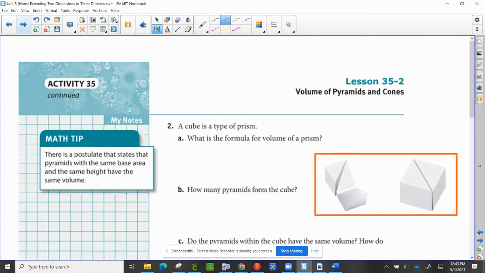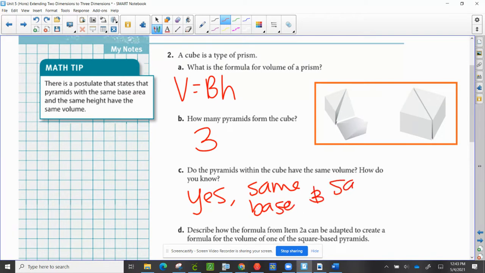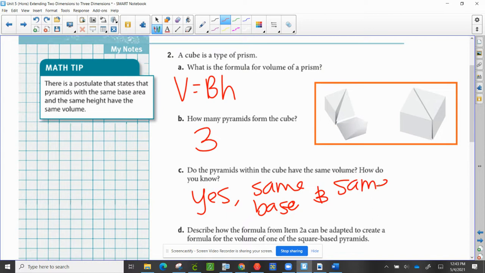Now we already know the volume of any prism, rectangular prism, square prism, okay, is big B times H. The area of our base times our height. Okay, so if we think of this, how many pyramids formed this cube? Well, we know that there's three pieces, right? And what we know about each pyramid is that they do have the same volume. Remember, they said they all had the same base and the same height. So when we talk about the volume, they should all be the same.